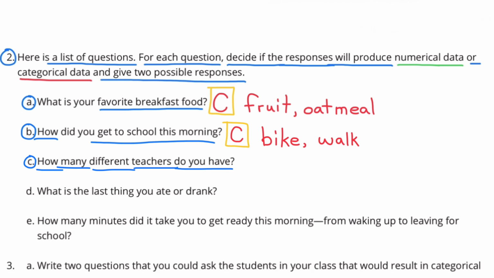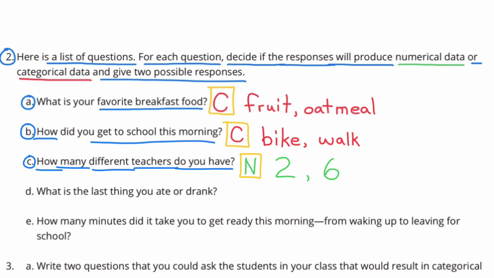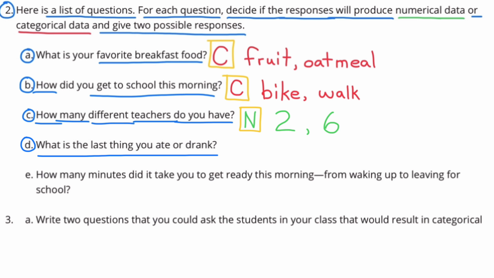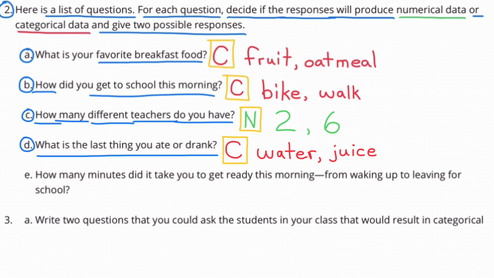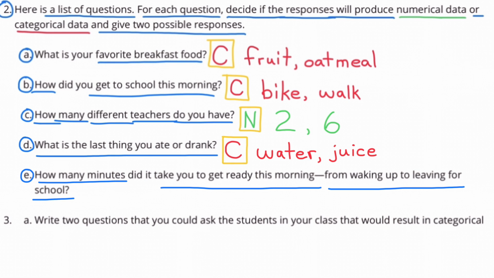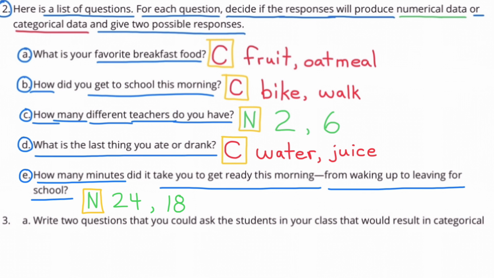C. How many different teachers do you have? This would be numerical data, and 2 possible responses would be 2 teachers and 6 teachers. D. What was the last thing you ate or drank? This would be categorical data, and 2 possible responses could be water and juice. E. How many minutes did it take you to get ready this morning, from waking up to leaving for school? These responses will produce numerical data. Possible responses could be 24 minutes and 18 minutes.